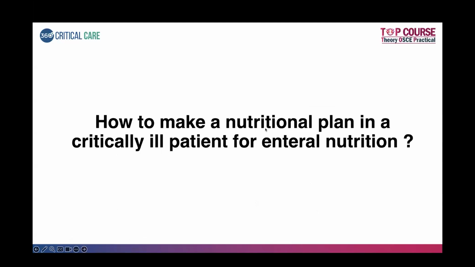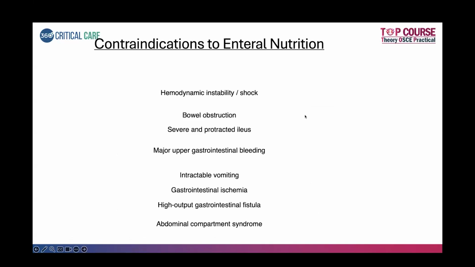So next question is how to make a nutritional plan in a critically ill patient for enteral nutrition. First, look for contraindications. If there is hemodynamic instability or shock, bowel obstruction, severe or protracted ileus, major upper GI bleed, intractable vomiting, gastrointestinal fistula, and abdominal compartment syndrome, these are all considered contraindications for enteral nutrition.